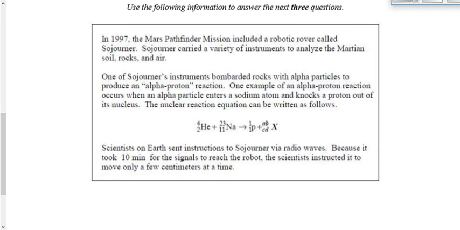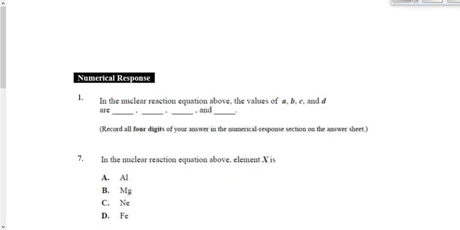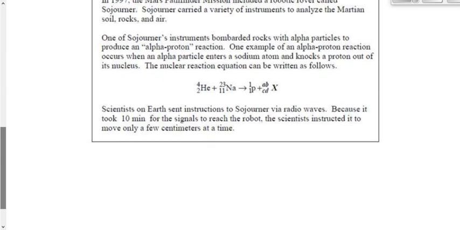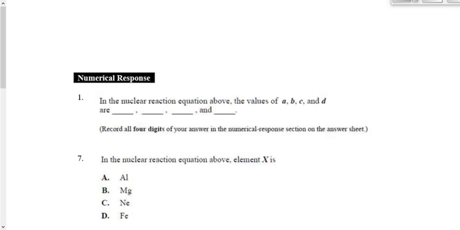Now it looks like we got another transmutation question here. My guess is we're probably going to be dealing with finding A, B, C, and D. Let's take a look at the question. In the nuclear reaction above, the values of A, B, C, and D are what? That doesn't look like it's too hard. 4 plus 23 is 27. 2 plus 11 is 13. On the right-hand side, we've got 1 plus 26, 1 plus 12. So A, B, C, D is 2, 6, 1, 12.